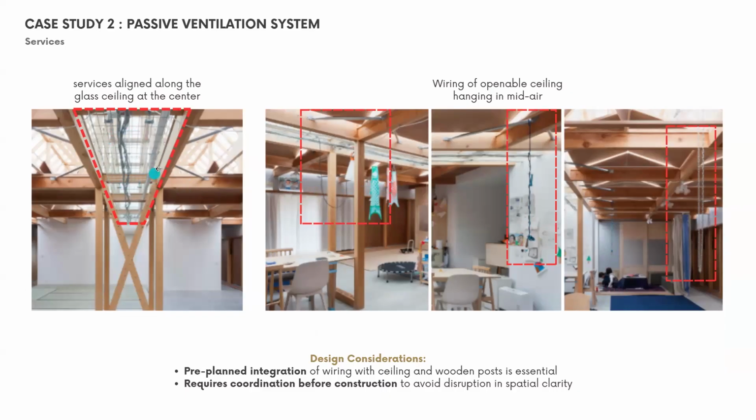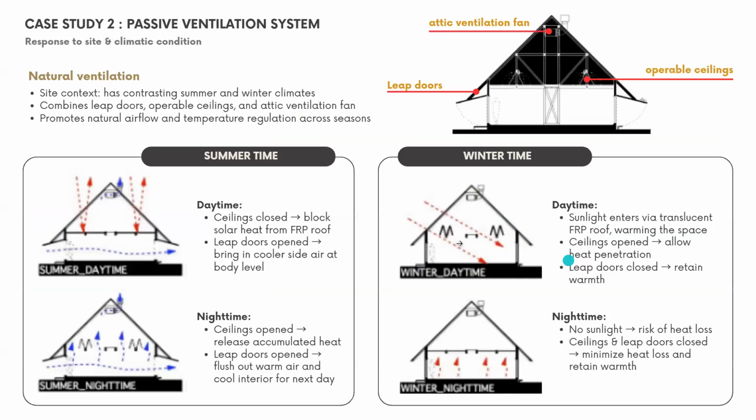And then surface wise, for this building, you can see it's aligned along the glass ceiling at the center. And then some of the negative, not so good examples are, you can see the wirings hanging at the openable ceiling, hanging in the air. So one of the design considerations that we can have before constructing this building is pre-planning of this wiring, to prevent this kind of mid-air hanging wiring around the building. And then we have to coordinate before construction to avoid any disruption in spatial clarity.